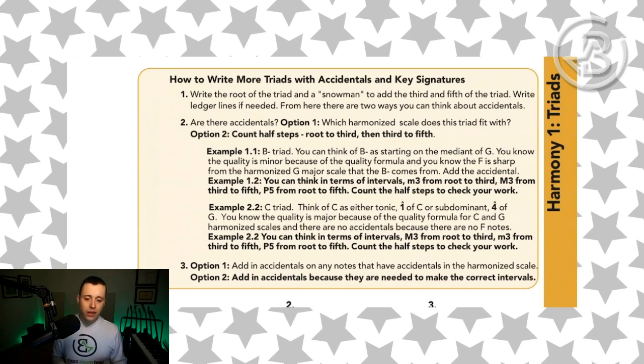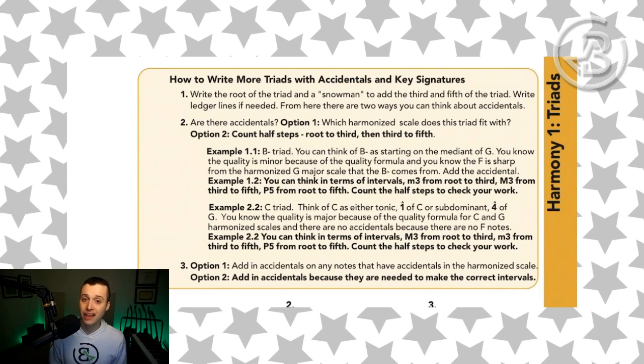So this is writing without a key signature. This is writing with accidentals. So here's an example. We have a B minor triad that you want to write. So you can think of the B minor as starting on the mediant of G, or scale degree 3 of G. You know the quality is minor because of the quality formula: major, minor, minor, major, major, minor.